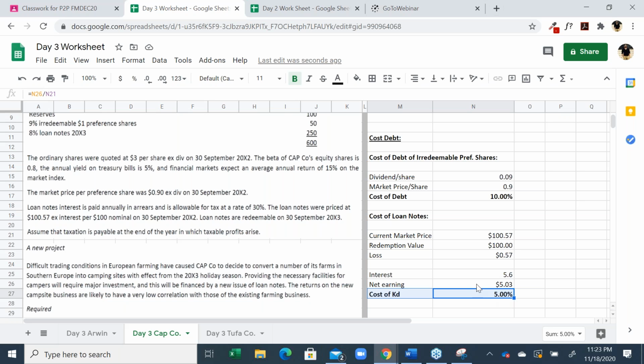Thomas, this investor lost $0.57 on redemption because this investor will invest 100.57 and will just get $100 in 1 year's time, which is a loss of $0.57. But on the other hand, it earned after tax interest of $5.6. So the total earning will be 5.6 minus 0.57, which is 5.03. And that earning is against the investment of 100.57. So if you want to convert it into percentage, we have to divide it by the market price, which is 100.57.